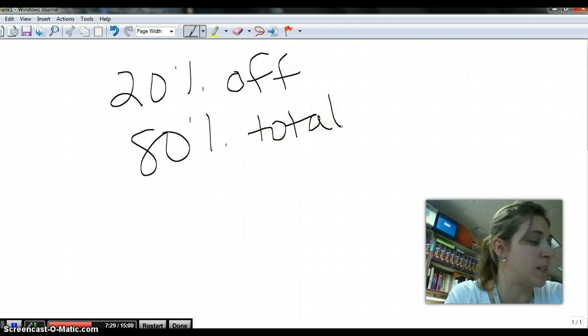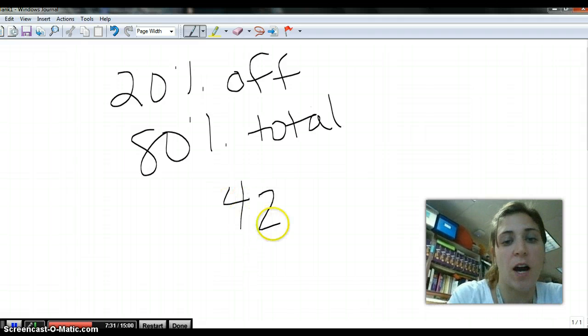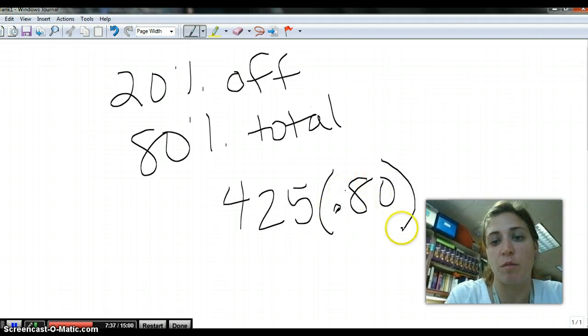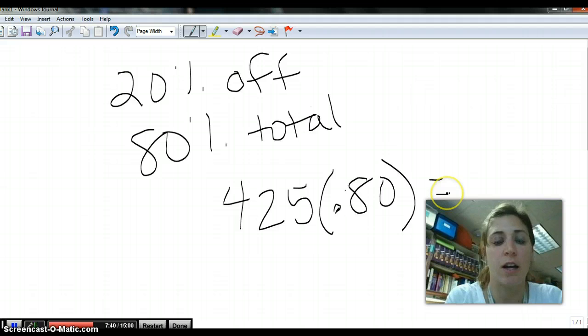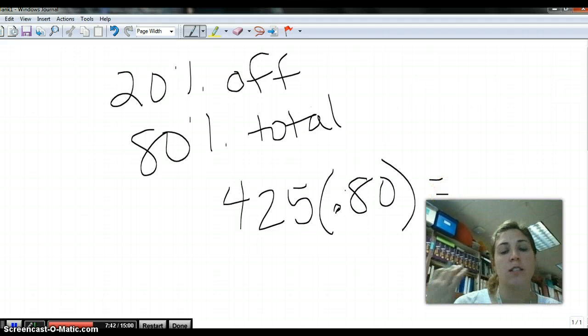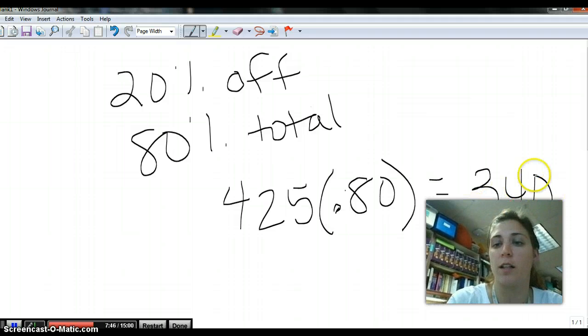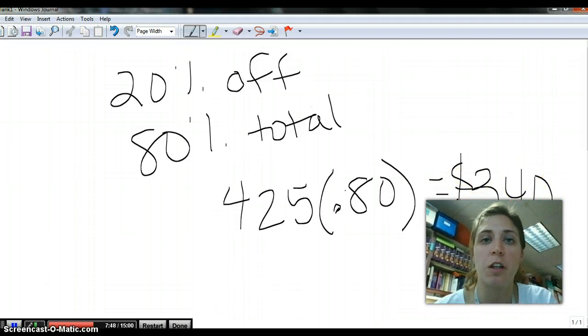So what we can do is take the $425 and multiply that by 80% because we're taking 80% of that. So I'm just going to convert that to a decimal right there, and it's going to be 425 times 0.8, and we should arrive at the same answer of $340, which is, you know, a little bit easier to do.